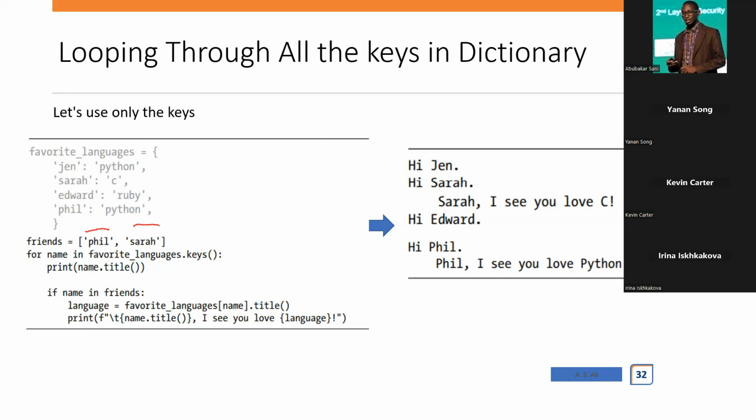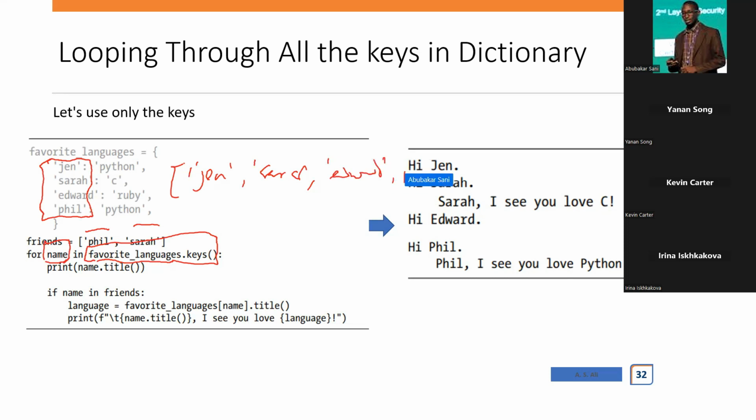So what did I do? I said for name in favorite languages dot keys, because the keys are names of people, right? The keys are names of people. So that's why here I was using for name in the favorite languages dot keys. Remember, favorite languages dot keys is what? It's a list of the keys in the dictionary, and of course the list of the keys in the dictionary will be Jane, Sarah, Edward, and Phil. Okay, the four of them. So this will give you favorite languages dot keys.